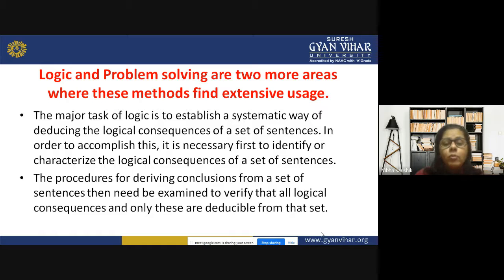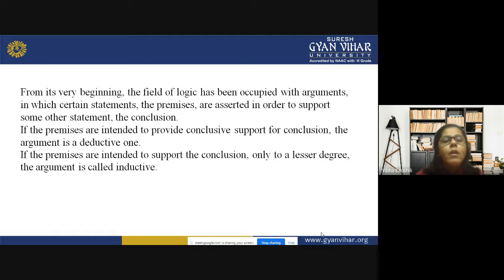The procedure to come up with a conclusion from a set of sentences then needs to be examined to verify that all logical consequences, and only these, are deducible from that set. From its very beginning, the field of logic has been occupied with different arguments, in which certain statements, the premises, are accepted in order to support some other statements, the conclusion.